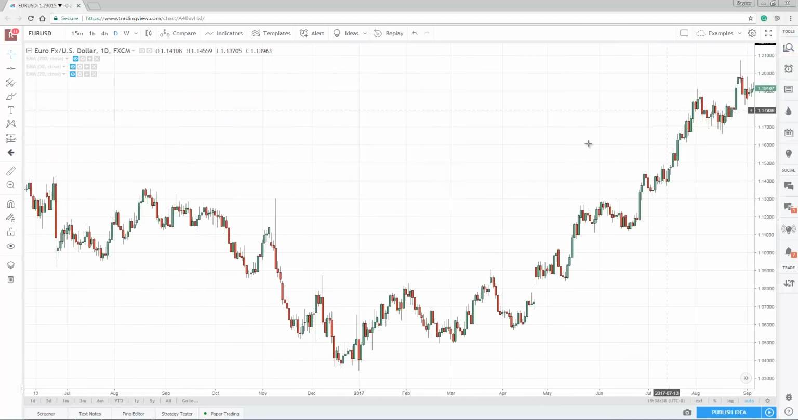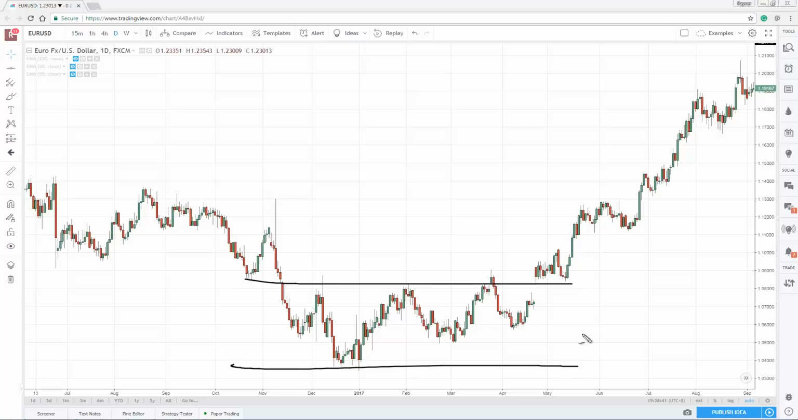So one last example before we conclude today's lesson. Another one is Euro Dollar. You can see that this market is pretty much in a range over here. You break out of the range, then you form this flag pattern over here. Could have gone long on the break of the highs. Stop loss 1 ATR below this low, say somewhere here.